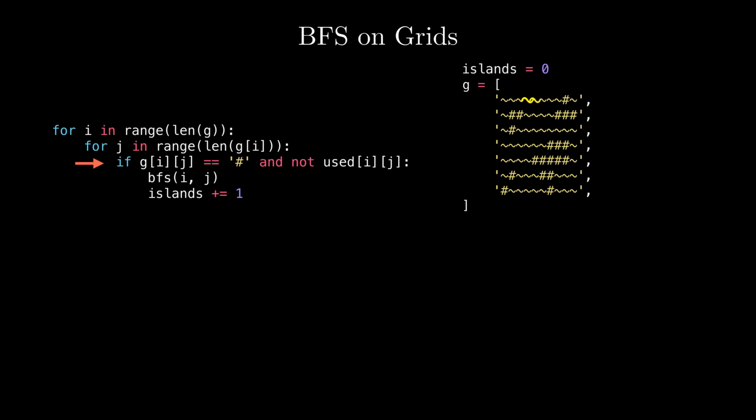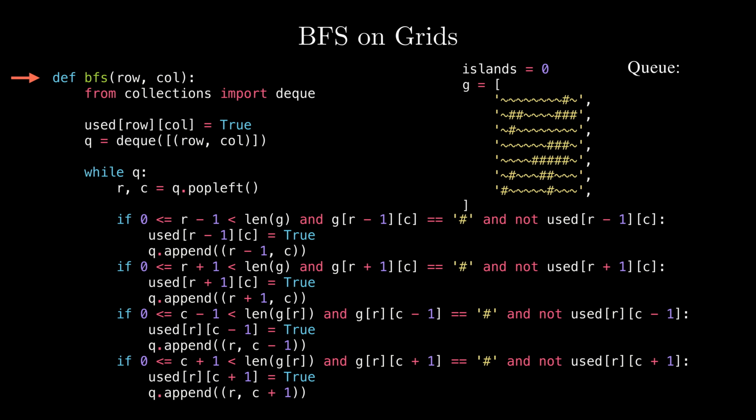As soon as we find one that hasn't been used before, we will start BFS from that coordinate. So we will call the BFS function from coordinate 0, 8. The BFS function will set the value of used at 0, 8 to true and initialize the queue with the starting coordinates. After entering the while loop, we will take the value of the initial coordinate and check all 4 neighbors to spread fire to those.